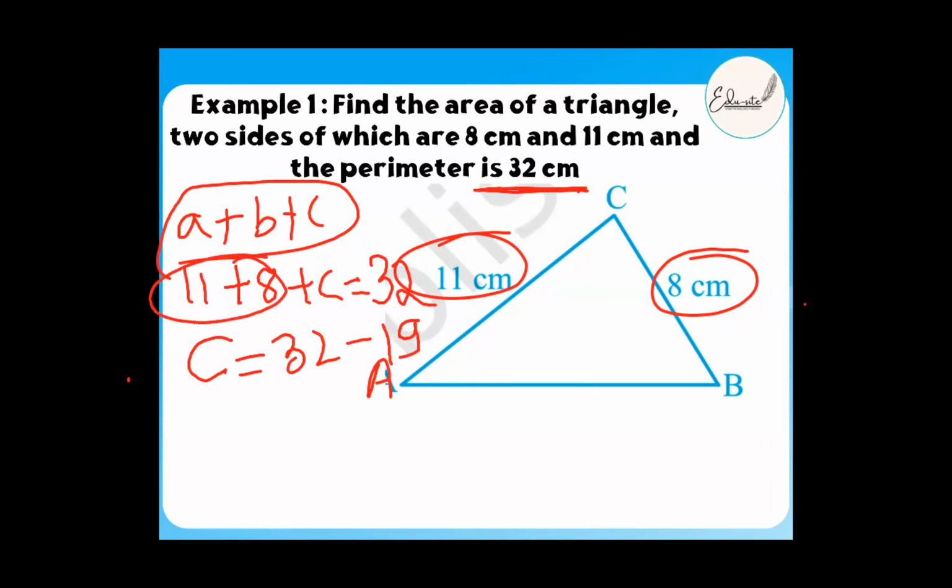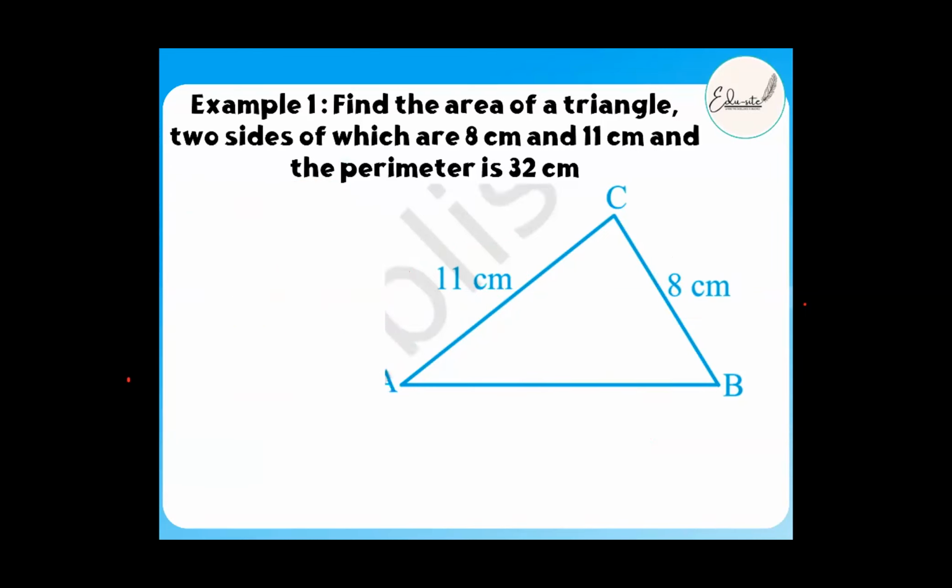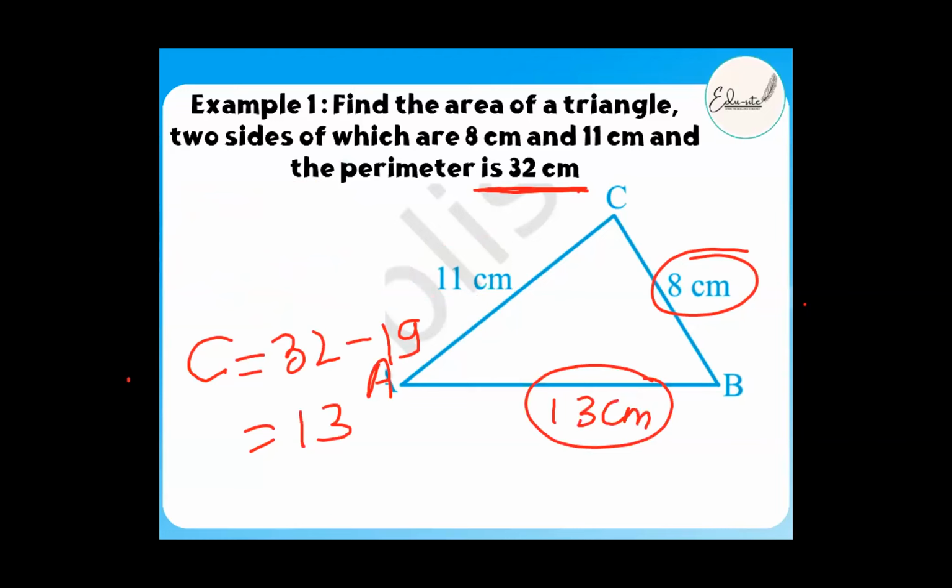What is 32 minus 19? Is it 13? Yes. So c is equal to 13. Now let's write c as 13 centimeters here. Now it is very easy to calculate the area of the triangle using Heron's formula. Can you please do it on the screen? Is it possible to do? If not, no problem. I'll do it on the screen.